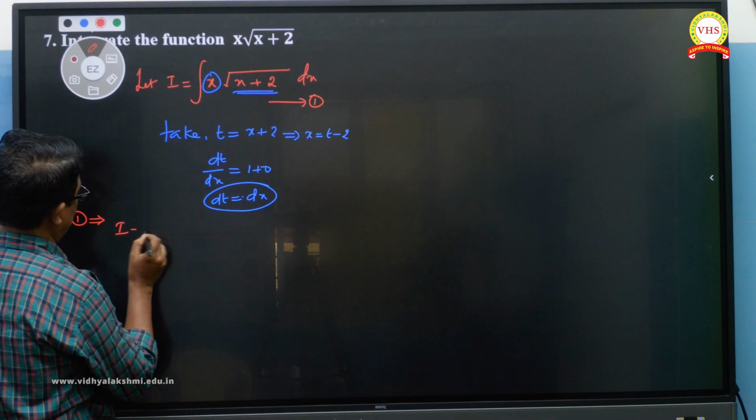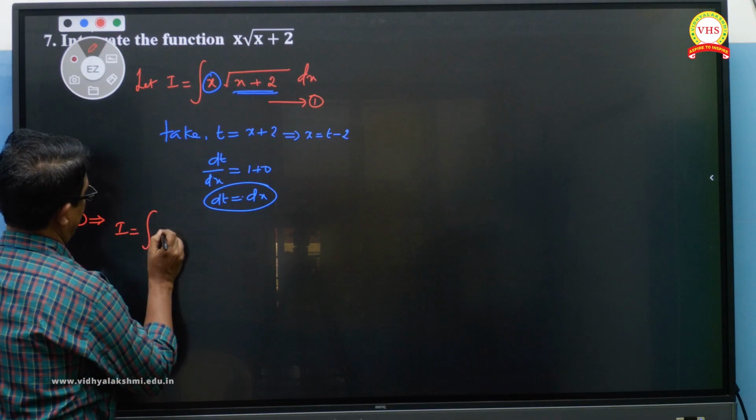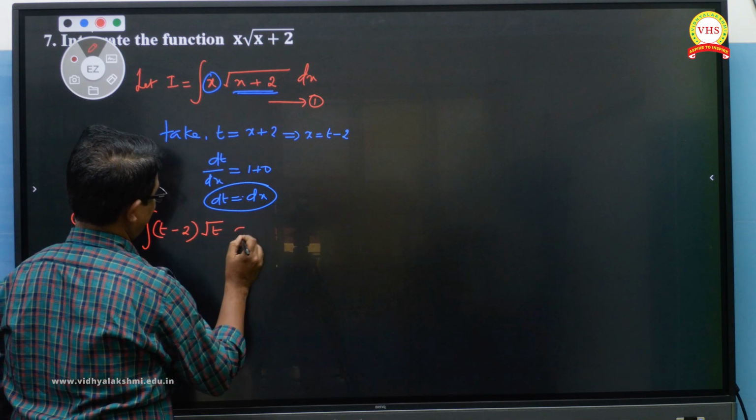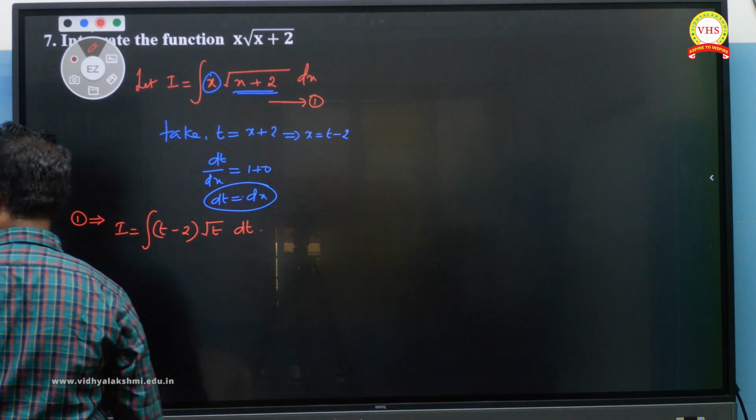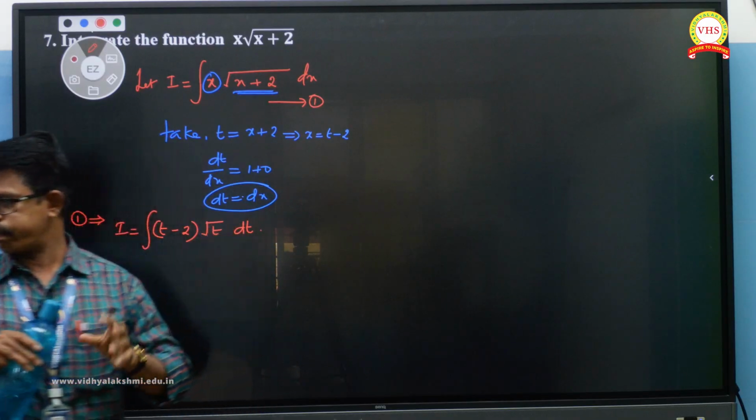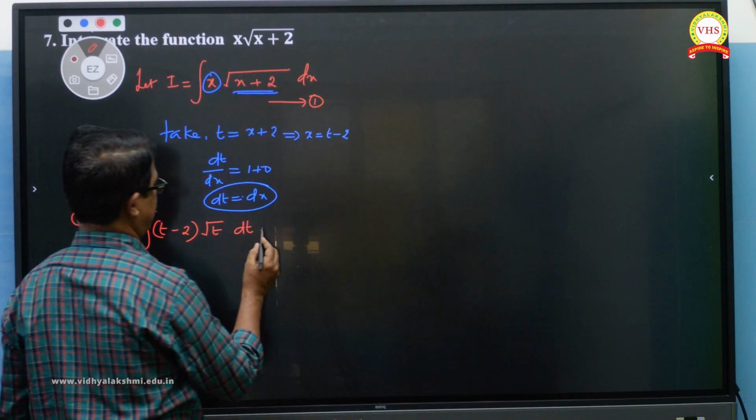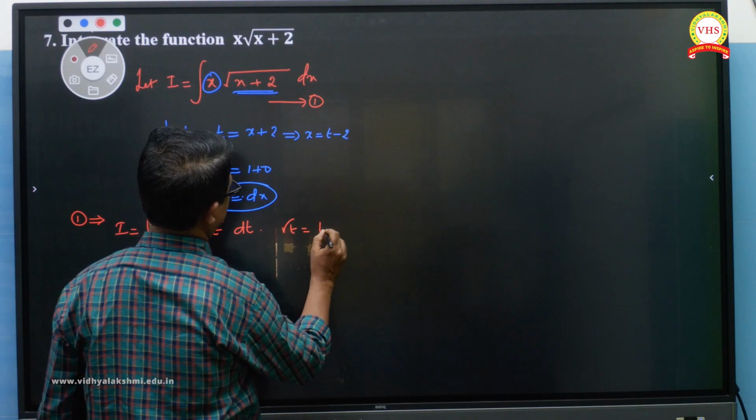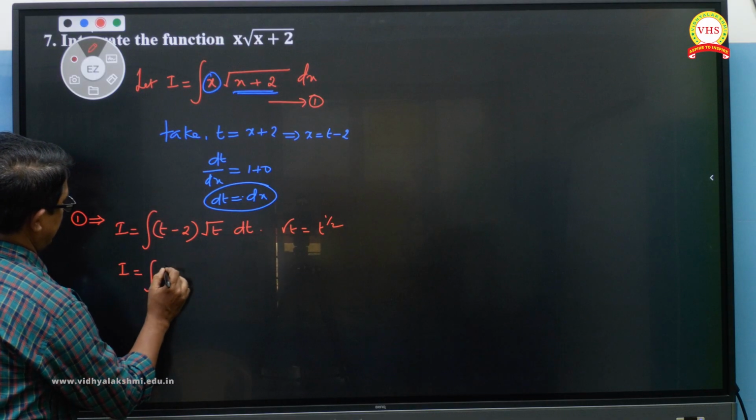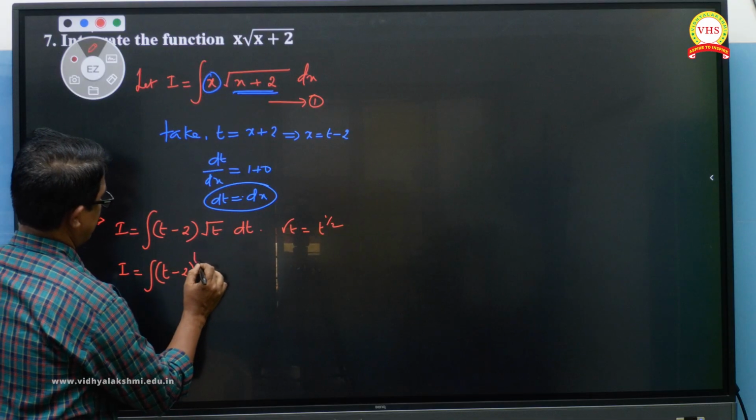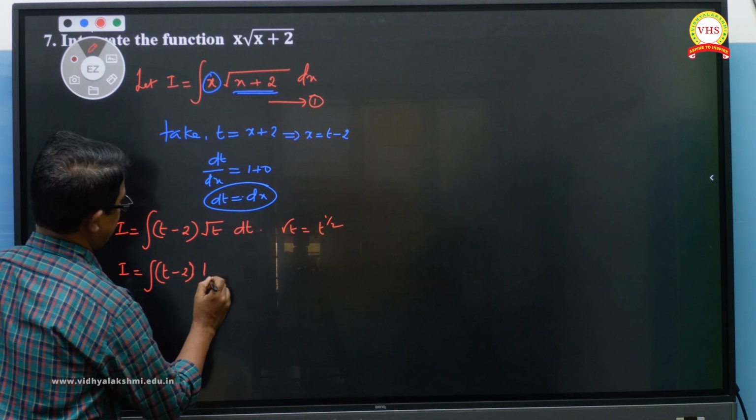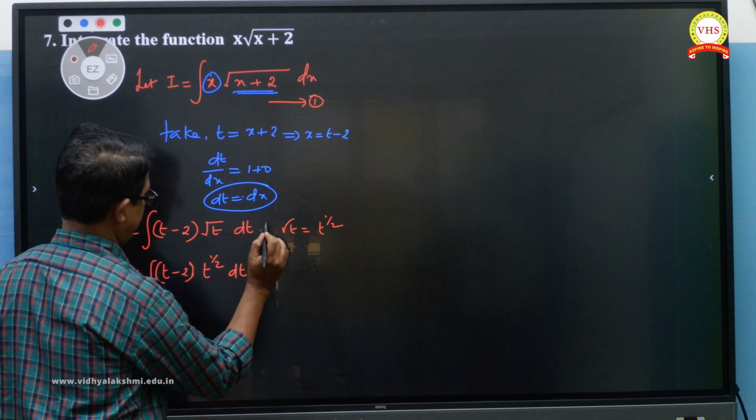Now replacing in equation number 1, I equal to the integral of, what is the x value? t minus 2 into root of t into dt. What is the square root in terms of power? Root of t equal to t to the power of 1 by 2. Yes, now I equal to the integral of t minus 2, whole power 1, into t to the power of 1 by 2 into dt.